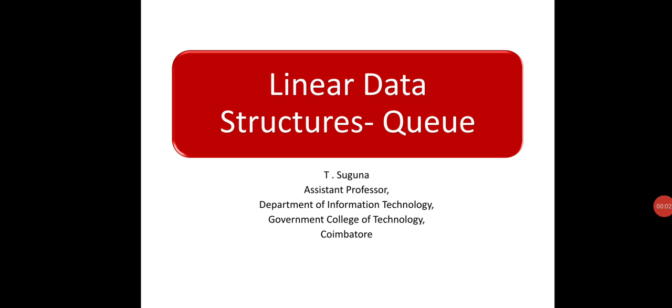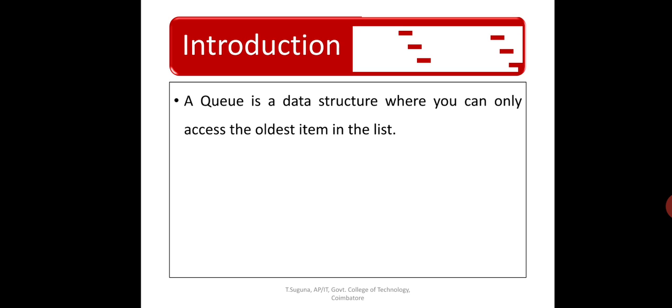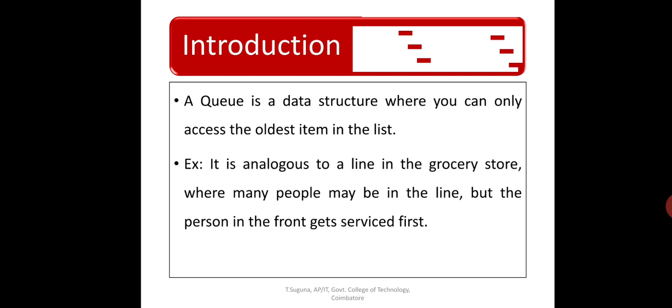This video lecture describes one of the linear data structures called queue. A queue is a data structure where you can only access the oldest item in the list. Simply, it is a real-time environment queue. Wherever we form a queue, that is the real-time example for the queue data structure.